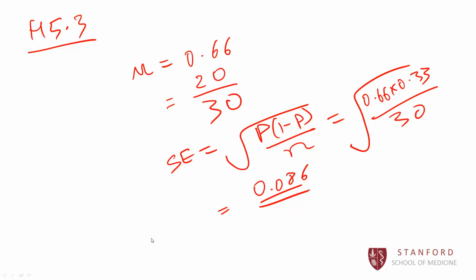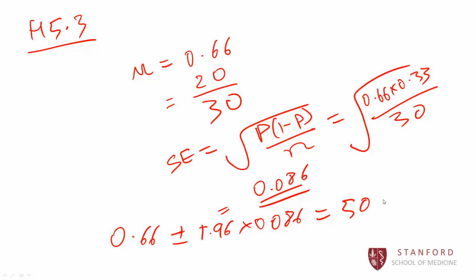The confidence interval is now given by the mean, which is 0.66, plus or minus a z-score corresponding to a 95% confidence interval, which is 1.96, multiplied by the value of the standard error that we just calculated. And this turns out to be 50 to 84%.